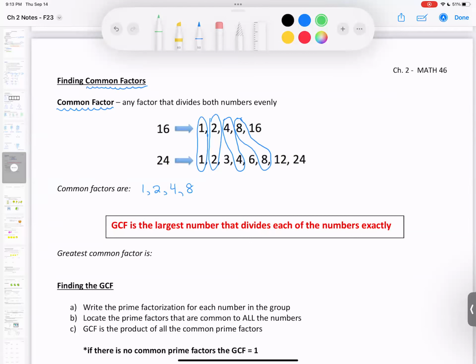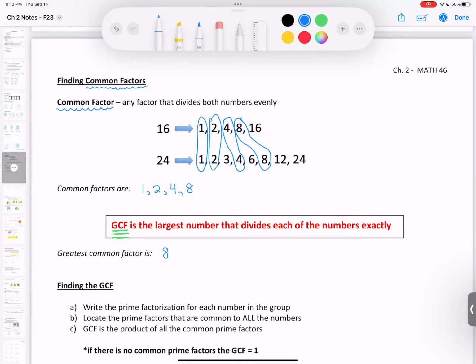The greatest common factor is something we're often concerned about in math. It will really help you when you're reducing fractions later on. So the greatest common factor is going to be the greatest or the highest of those common factors. So here then, the greatest common factor is going to be 8.